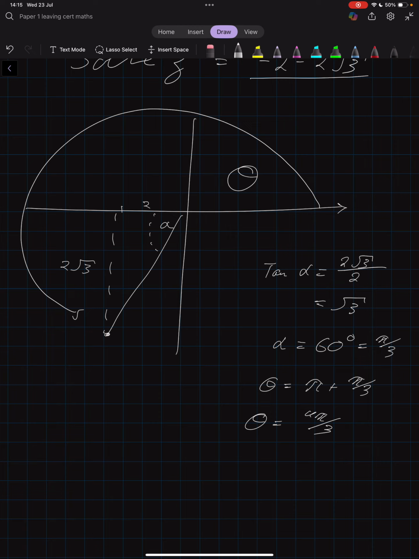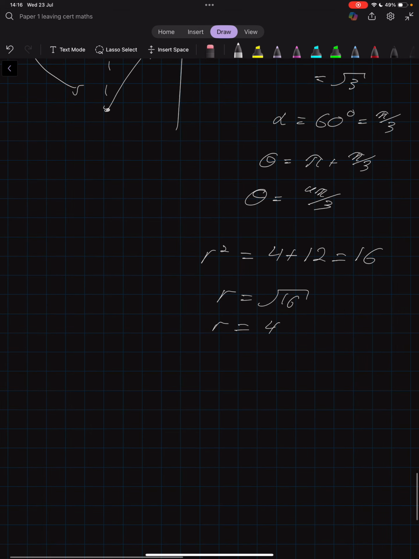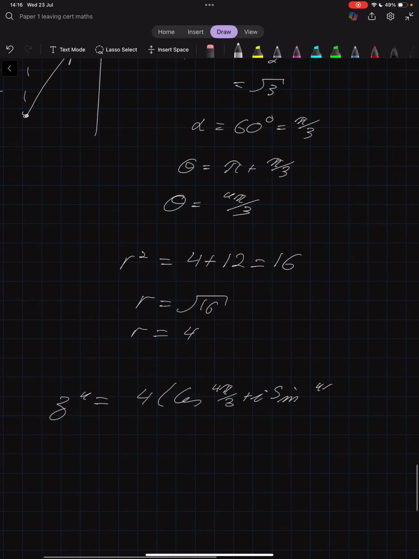Okay? The next thing I want to do is I want to figure out the length. So I can say r squared, again using Pythagoras, r squared is equal to 2 squared, which is 4. 2 root 3 squared, that's 4 times 3, which is 12. Okay, so 16. So r is root 16, which is 4. So z to the power of 4 is equal to omega, which is equal to 4 cos 4 pi over 3 plus i sine 4 pi over 3. Okay?